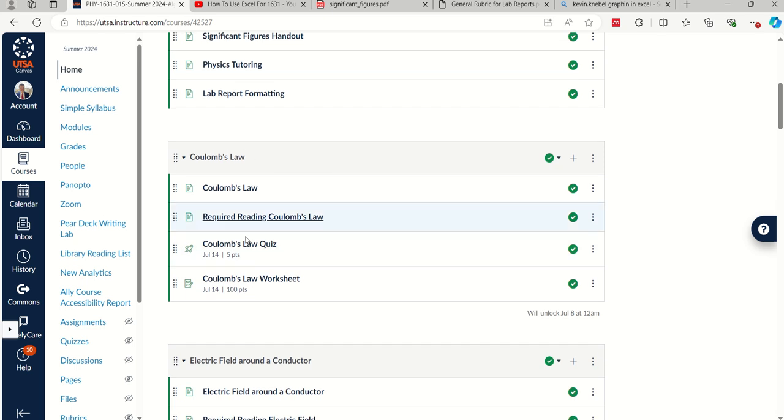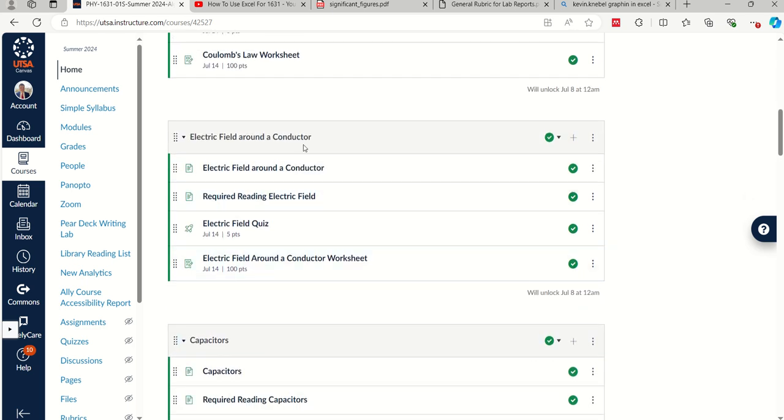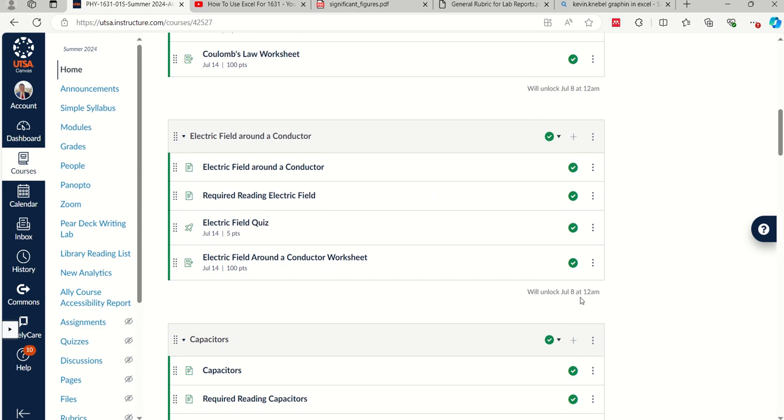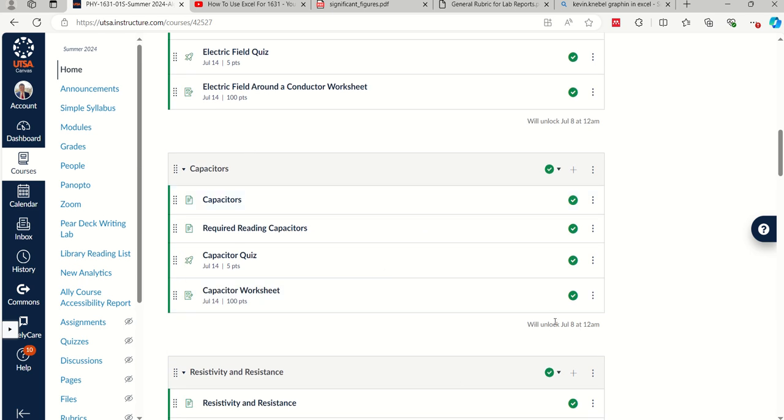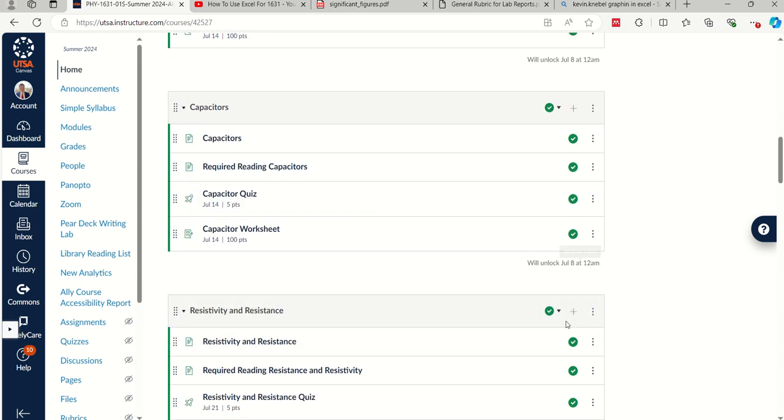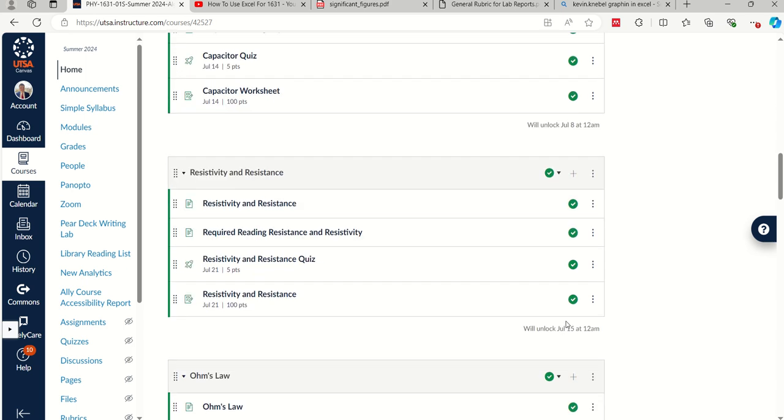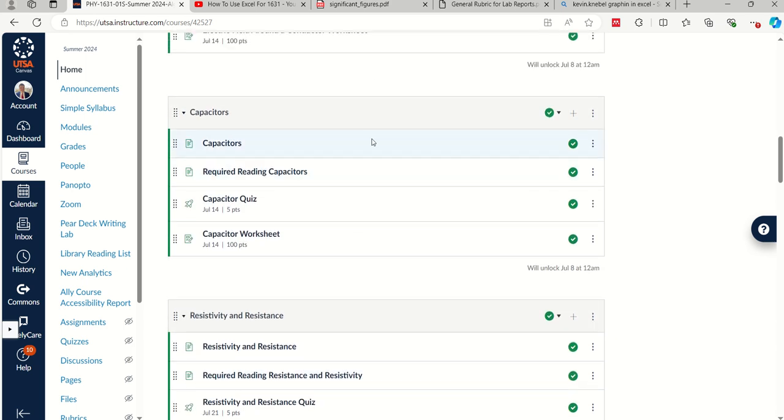Next week, we're going to be having our first labs, right? So next week, you're going to be doing Coulomb's law, which will unlock on July 8th, electric field around a conductor, which will unlock on July 8th as well, and then capacitors, which will be available on July 8th. And then, yeah, so this is going to be your next 3 labs next week.